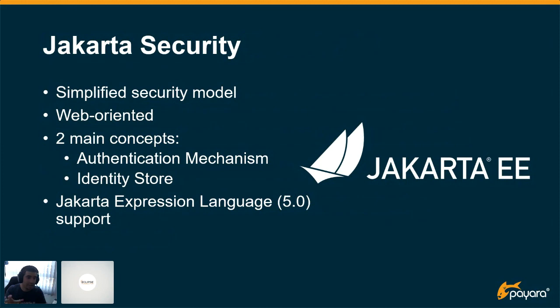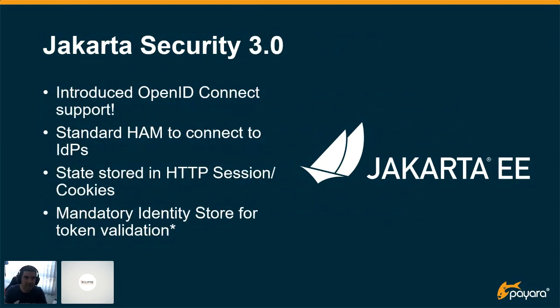And the identity store is that repository of information that will tell, okay, now that the user is authenticated, where are you going to grab that information? And finally, Jakarta Security also introduced support for expression language, which is another specification that allows users to introduce some dynamism to how configuration of these security settings is done on the application. And I will show some examples a bit later.